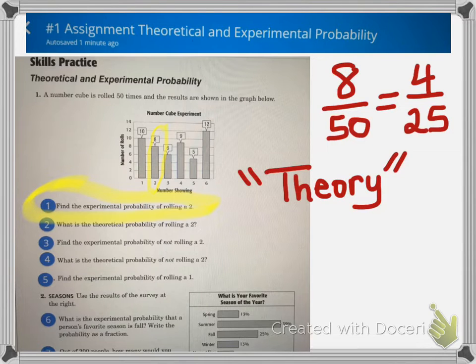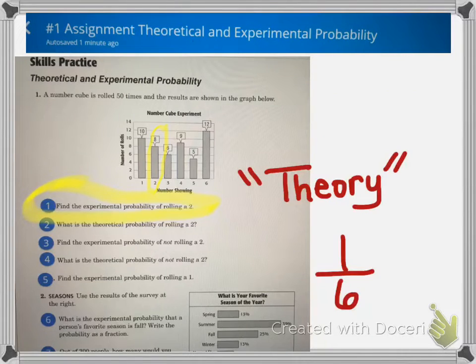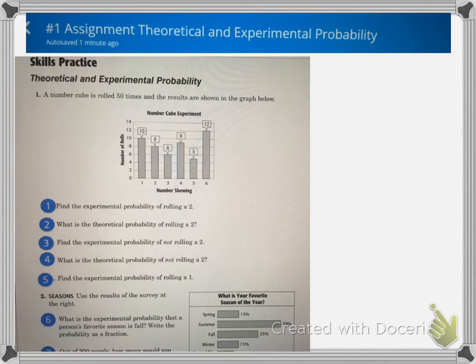For theoretical probability, you really are thinking about the theory. What is supposed to happen according to theory? Well, as we learned in my other video, there's a 1 out of 6 chance of rolling a 2 on a standard die. Please continue your work and continue answering the questions about theoretical and experimental probability in this first assignment.